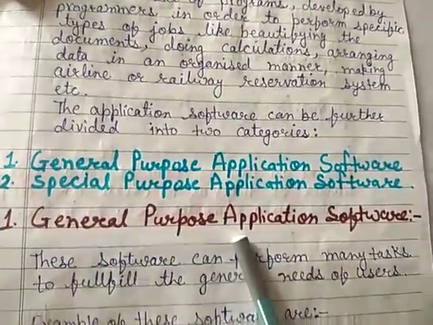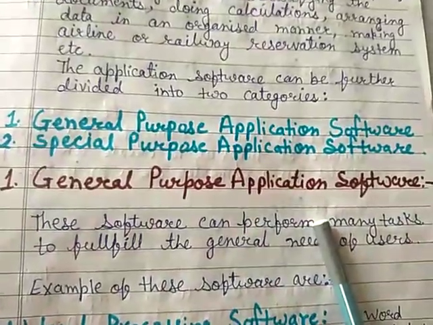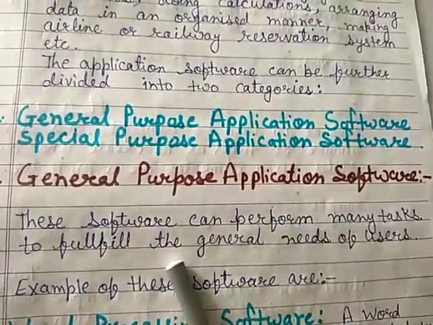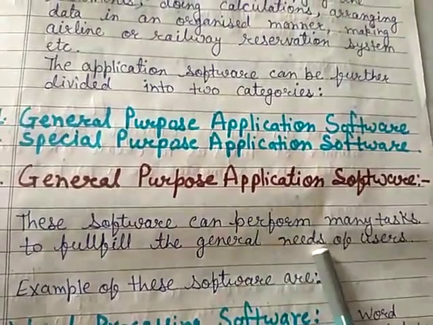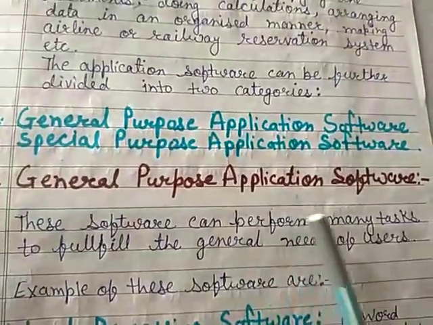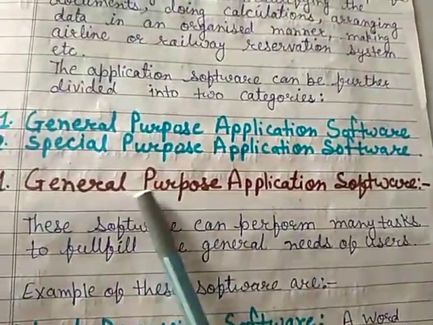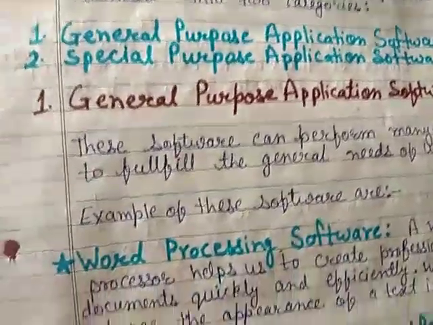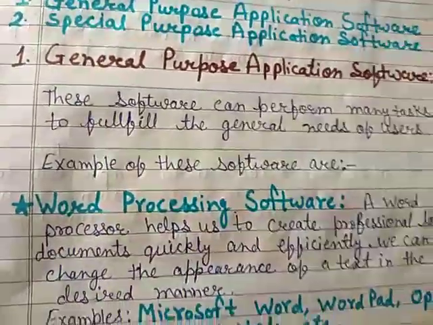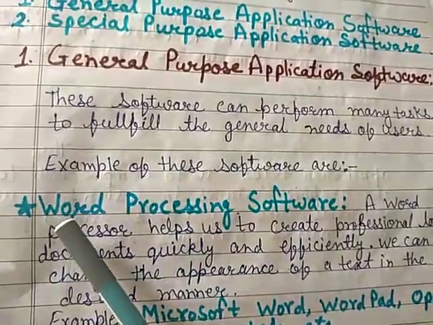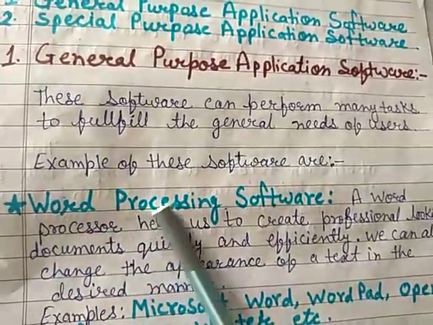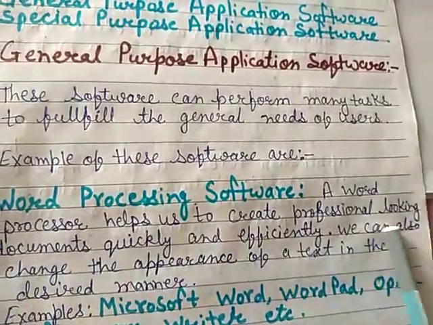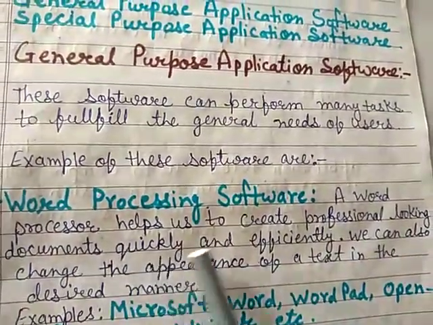The first one, general purpose application software. These software can perform many tasks to fulfill the general needs of the users. That means जो जनरल नीड्स होती हैं यूजर्स की उनको फुलफिल करने के लिए we use general purpose application software. Now, the examples of general purpose application softwares are: the first one, word processing software. A word processor helps us to create professional looking documents quickly and efficiently.